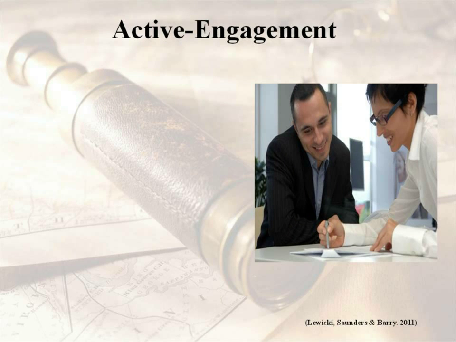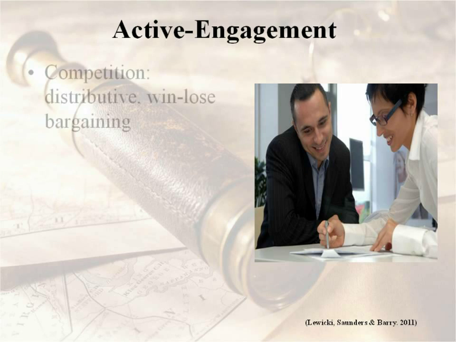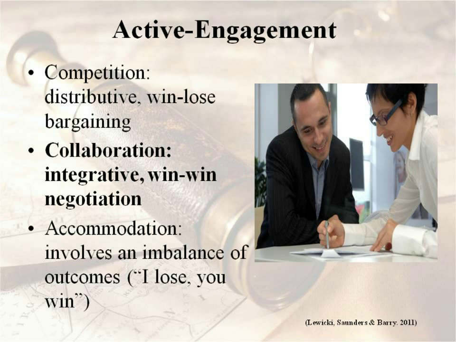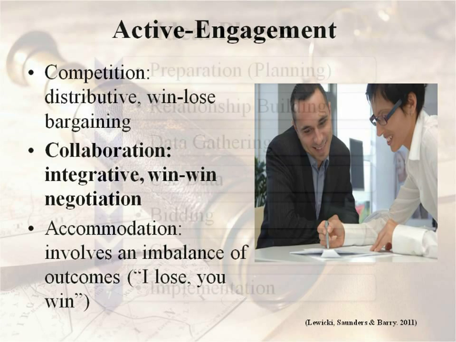Active engagement includes three different levels. Competition, which is the distributive win-lose bargaining kind of scenario. We've talked about it before. Zero sum, not good. Collaboration is integrative negotiation and win-win. And accommodation involves an imbalance of outcomes. I lose, you win. But again, sometimes that may be the choice that you make because the relationship is more important than the short-term financial or resource gain.